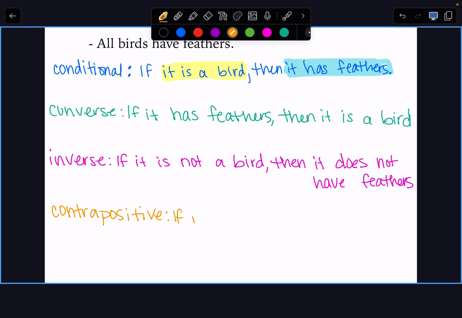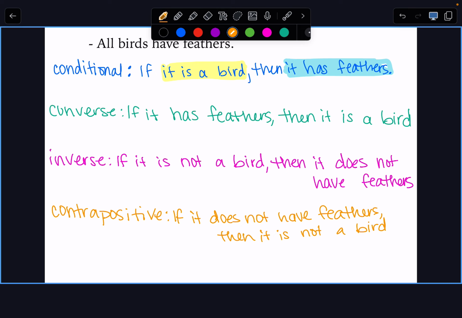If it has no feathers, if it does not have feathers, then it is not a bird. Okay, Jack said if it has no feathers, and I wrote if it does not have feathers. Is either one of them more right or more wrong? It's okay if you say no and I have not. Potato, potato will be good.